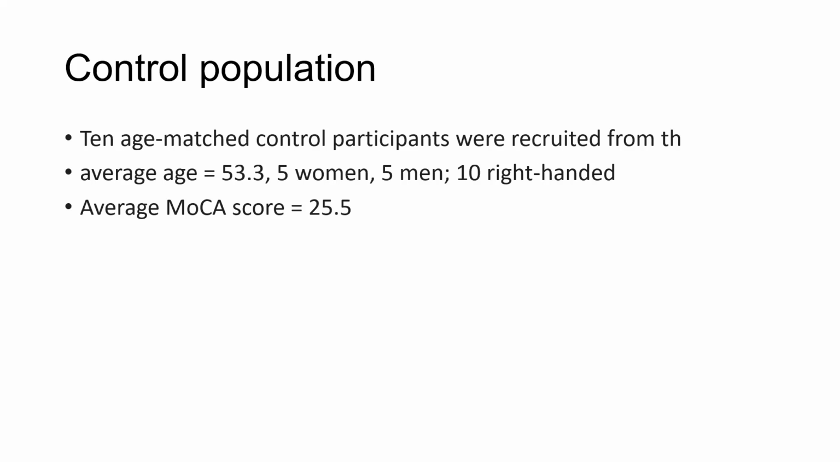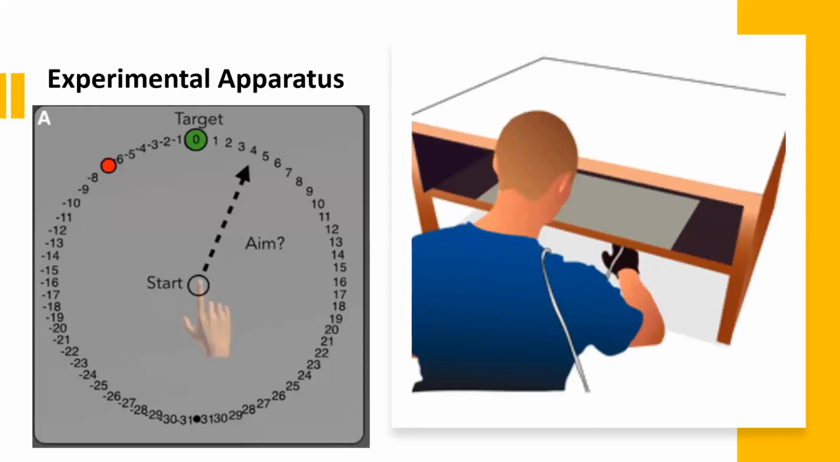Average cognitive assessment was 25.5. And the experimental apparatus. Important things to note here are that the circle on the left contains numbers moving in a positive direction on the right and negative on the left.